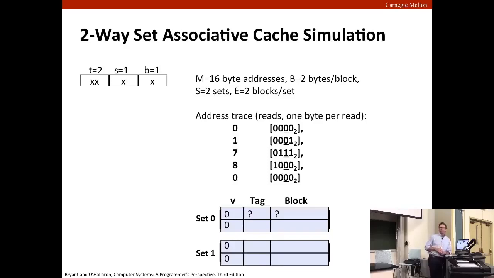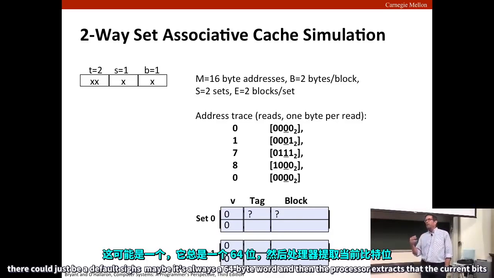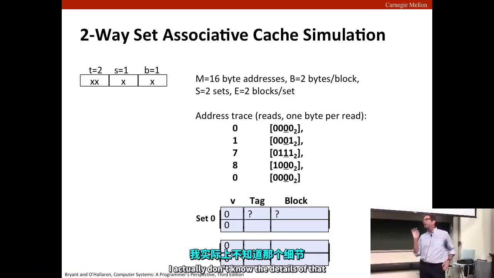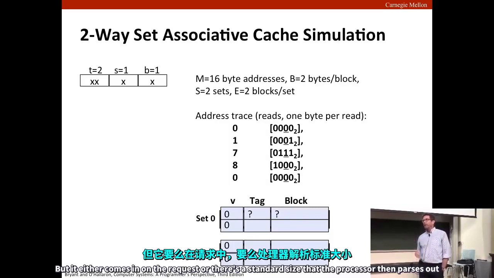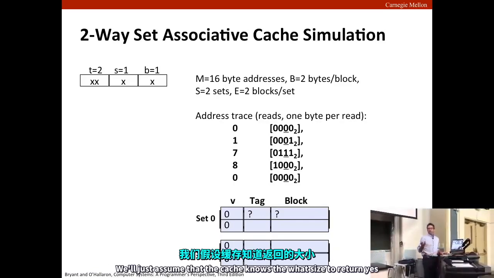Question? I just have a question quickly on the previous thing. How did you know that you're just looking for 2 bytes as opposed to all 4 bytes? Oh, so that comes in with the request somehow. And I actually don't know the details of that. There could just be a default size. Maybe it's always a 64-byte word, and then the processor extracts the correct bits. But it either comes in on the request or there's a standard size that the processor then parses out. We'll just assume that the cache knows what size to return.